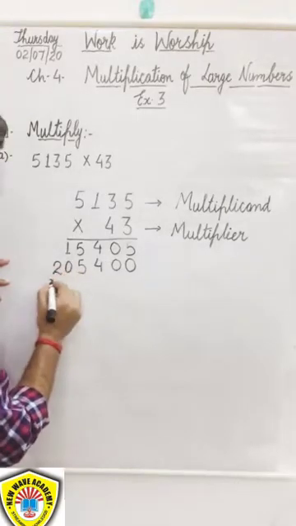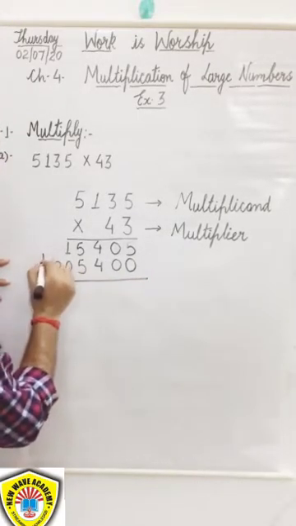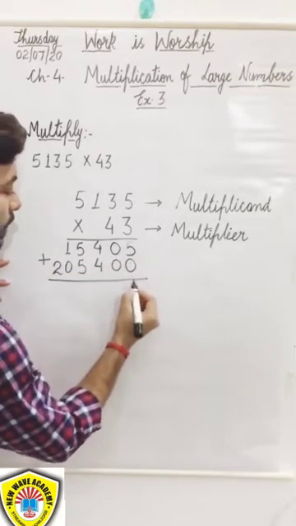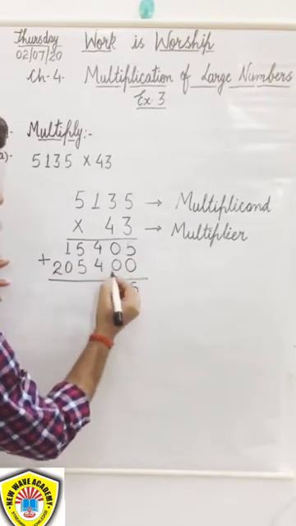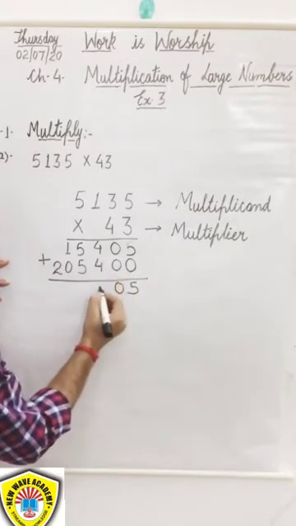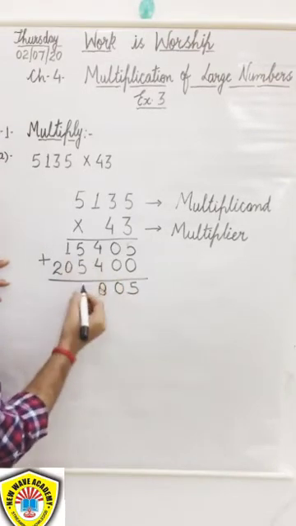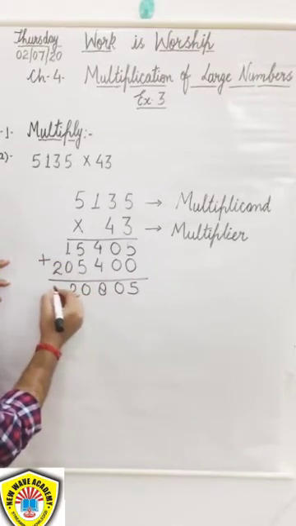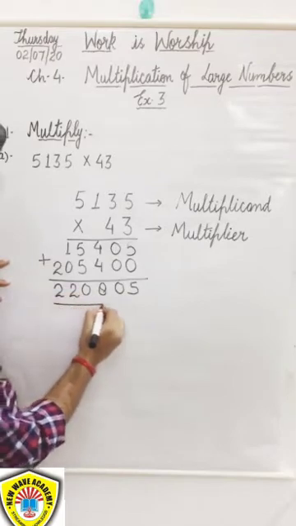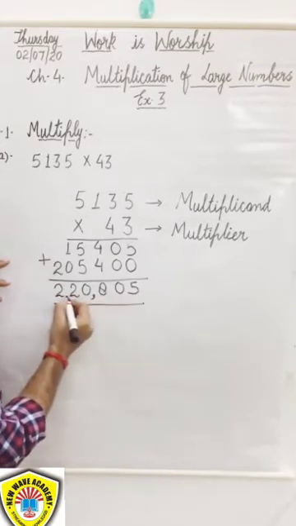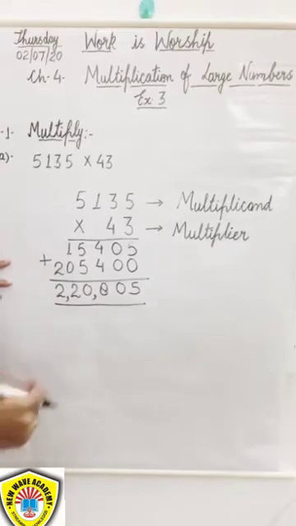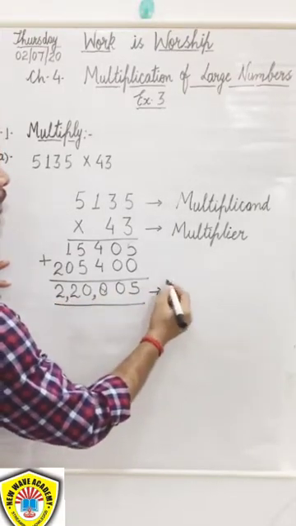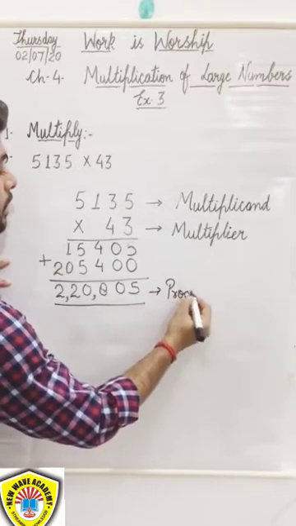Okay, now let's add both these numbers. So 5 plus 0 is 5, 0 plus 0 is 0, 4 plus 4 is 8, 5 plus 5 is 10, 1 carry, 1 plus 1 is 2, and here is 2. Now we will put the commas. So what result will we get? 2,20,805 is the product of our multiplication.